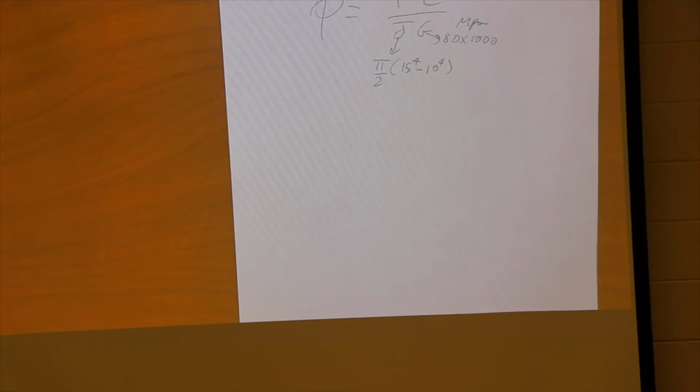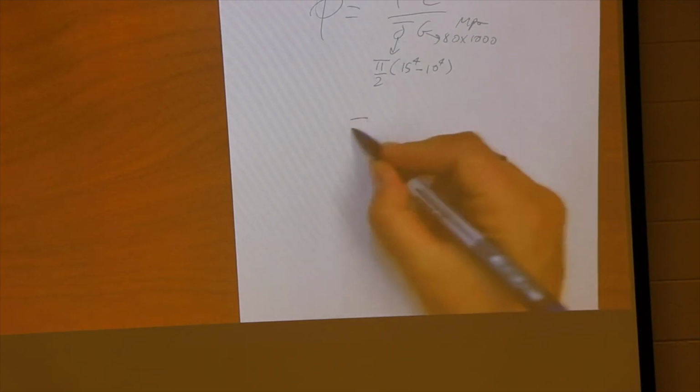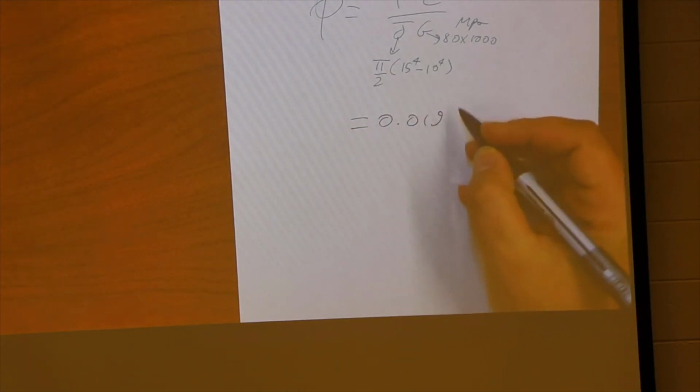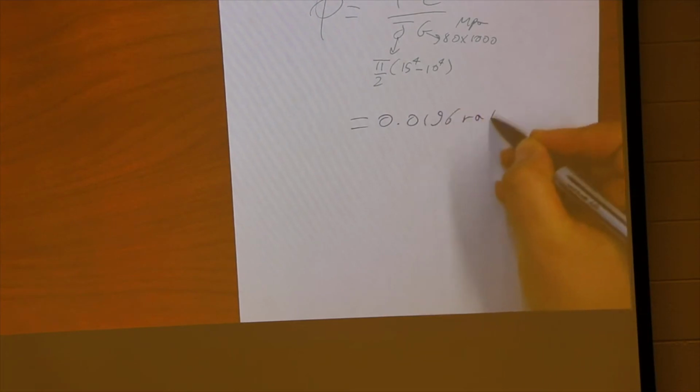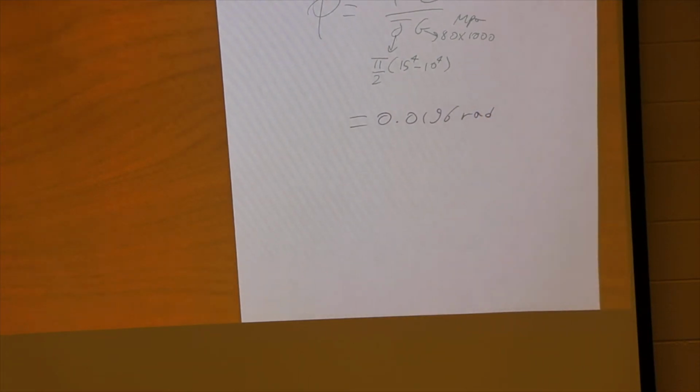All right. So if you do all of this, you will find that your angle is 0.0196 radians. This doesn't look like anything here because this is in degrees.